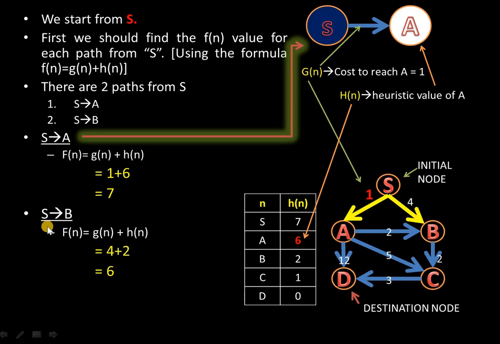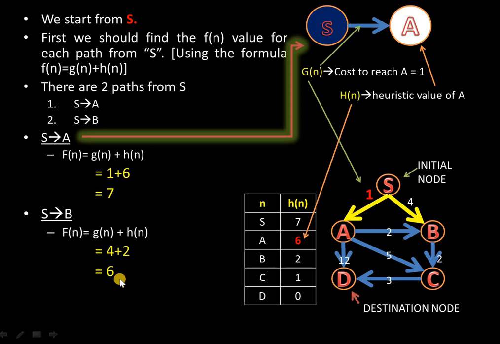And the same is done for the path s to b. What happens there? S to b, f of n value, how has it been calculated? G of n plus h of n. What is g of n? S to b, the g of n value means the cost from s to b, that is 4. That's been given here. And what is the h of n value? As it is from s to b, I would like to take the heuristic function value of the node b, because the path ends in b. That's why the heuristic value of b is 2. That's been added with 4 and I've got 6. So this is the first step.